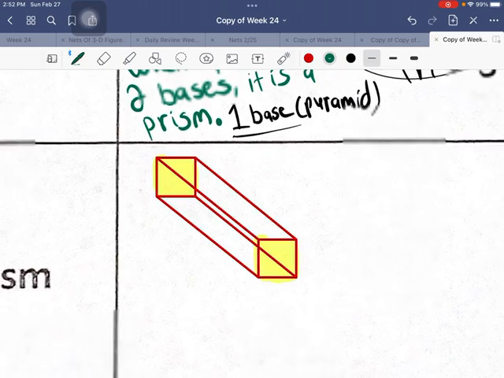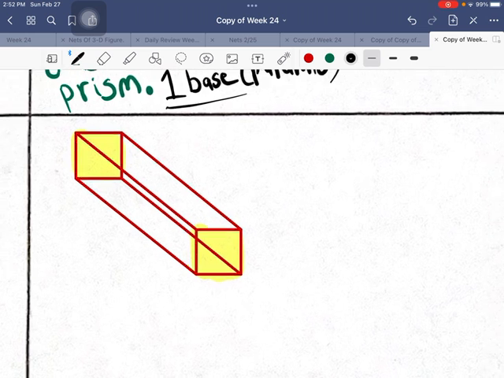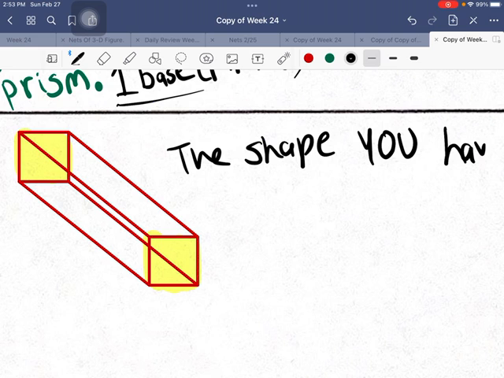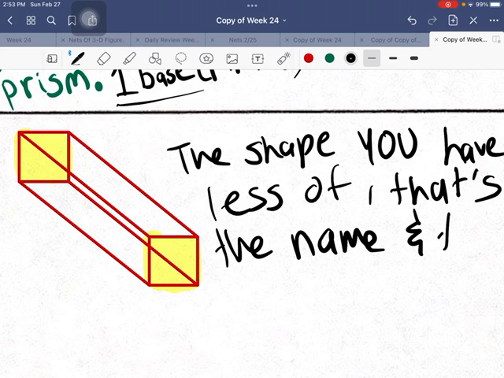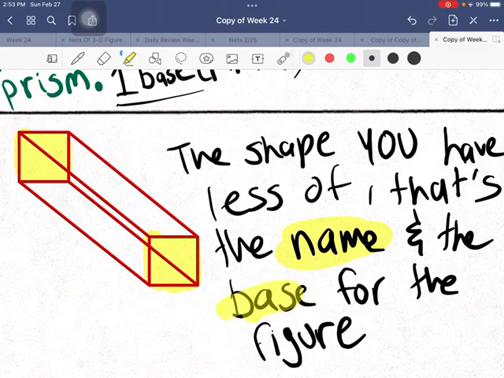Ahora, a square prism. I just want to make sure that this is clear. The shape you have less of, that's the name and the base for the figure. Es el nombre y la base. Name and the base for the figure.